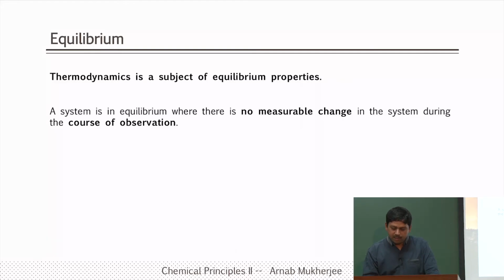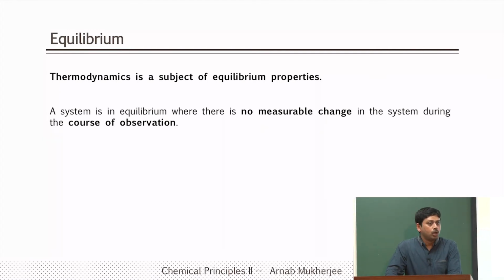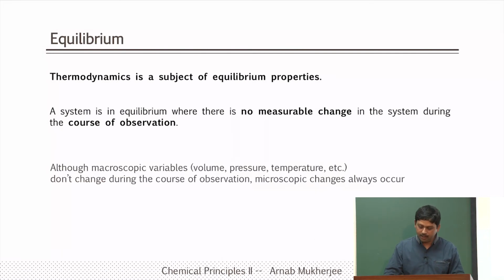So, for equilibrium we have to say that a system is in equilibrium where there is no measurable change in the system during the course of our observation. A glacier typically will change in time scales of years. When you talk about interstellar systems, their time scale is even larger. So, always while calculating equilibrium properties we have to talk about the time scale of observation and the constraints that we have associated with that.